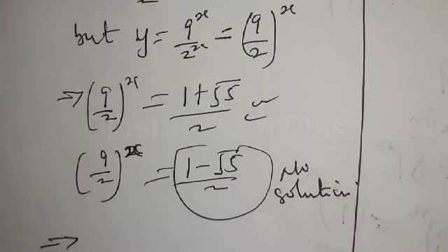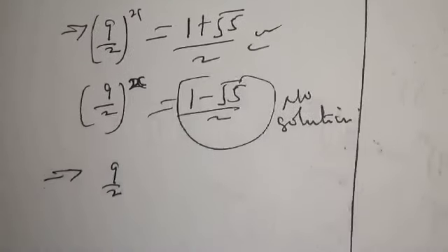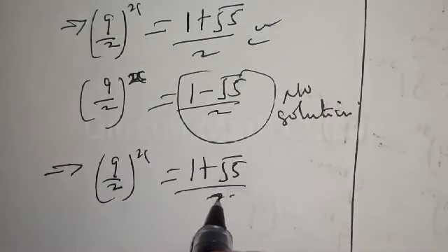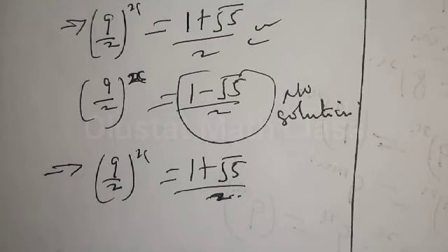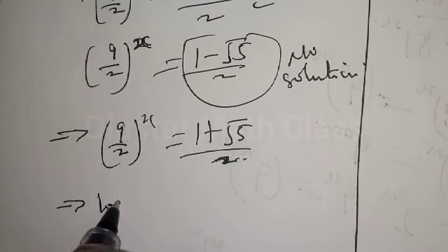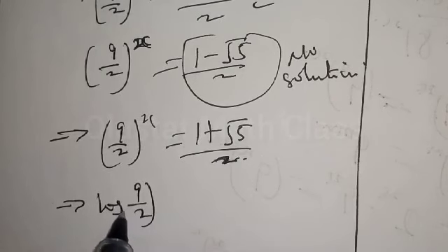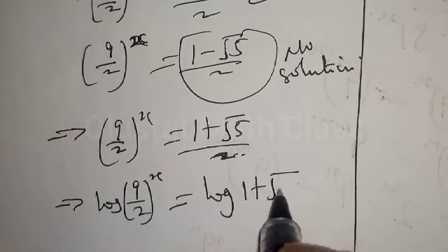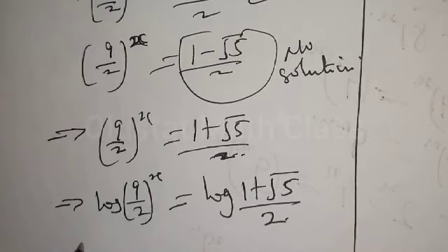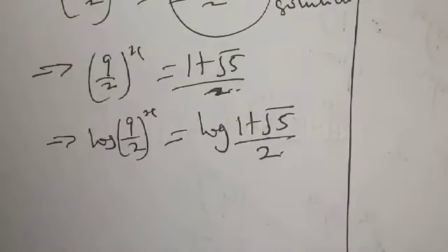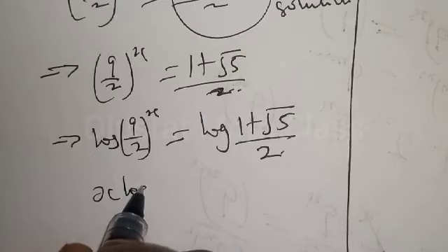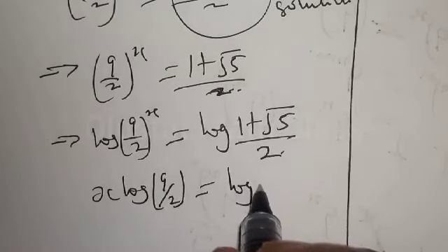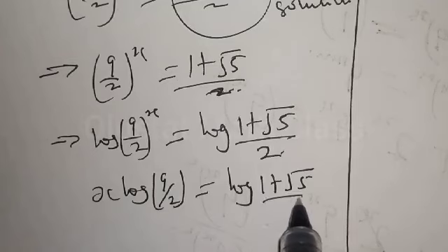This implies that we have 9 over 2 raised to the power x is equal to 1 plus root 5 over 2. Then we take the log of both sides. This implies that log of 9 over 2 raised to the power x is equal to log of 1 plus root 5 over 2. Then this can be written as x log 9 over 2 is equal to log of 1 plus root 5 over 2.